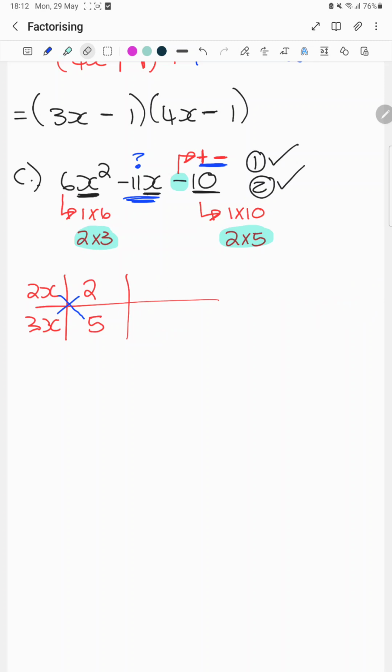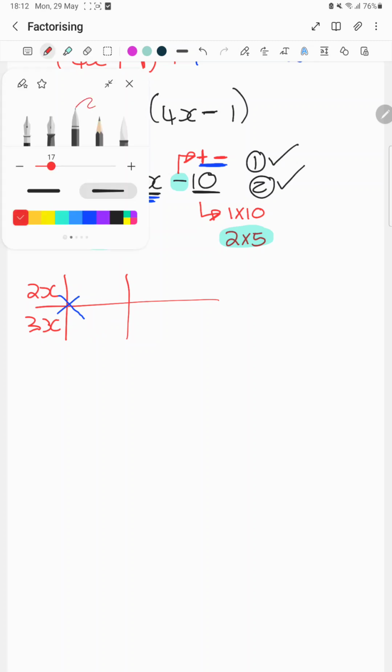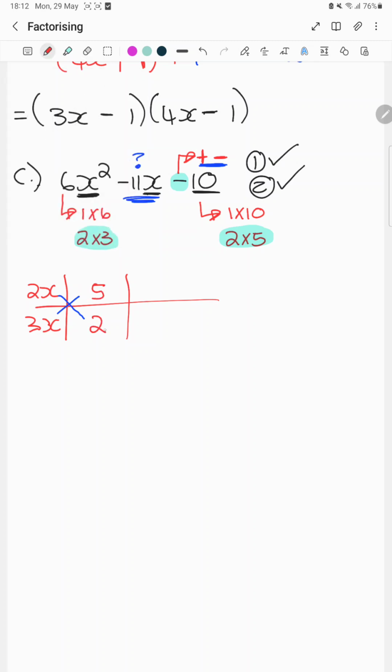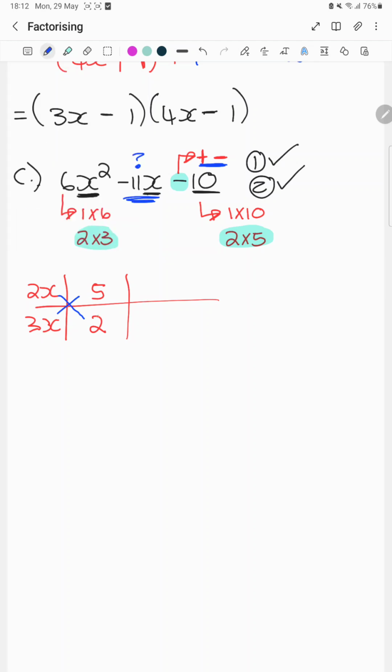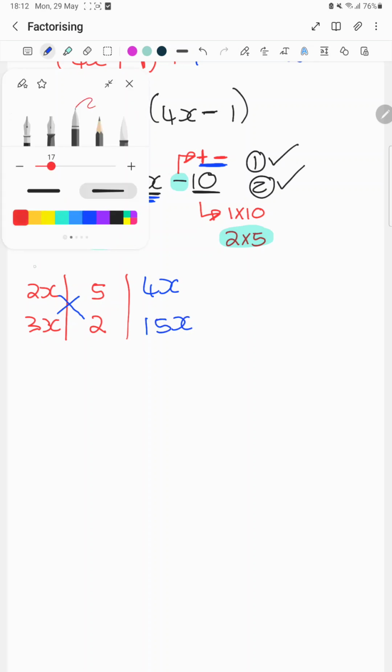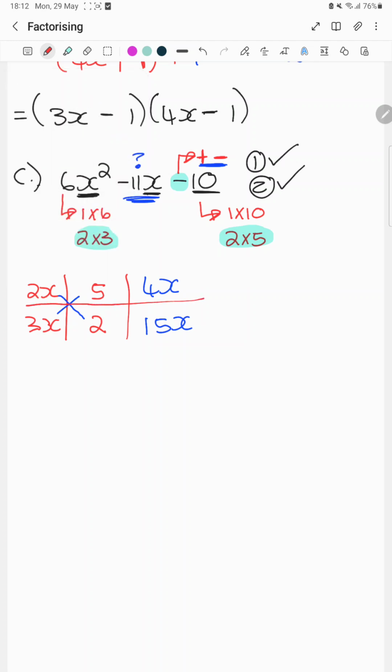Alright, so instead of saying 2 and 5, let's swap them around. Let's make it 5 and 2. Now we're going to work out: 2x times 2 is 4x, and then 3x times 5 is 15x. Just want to fix my table quickly.